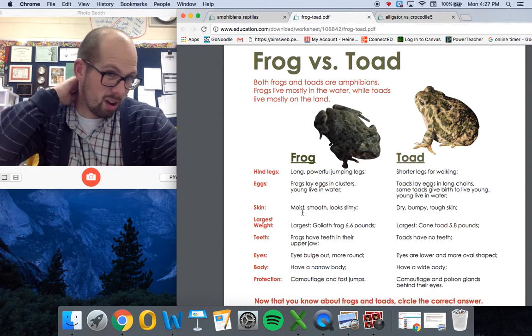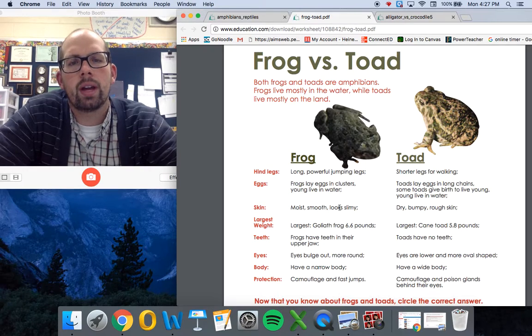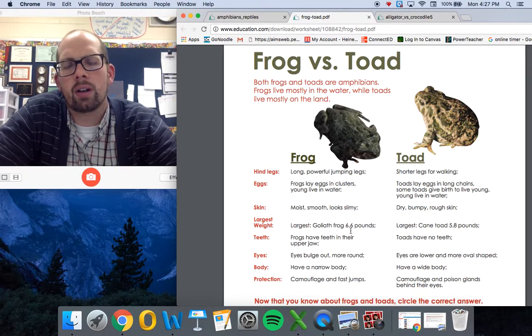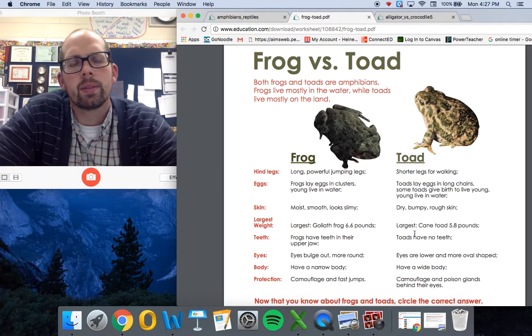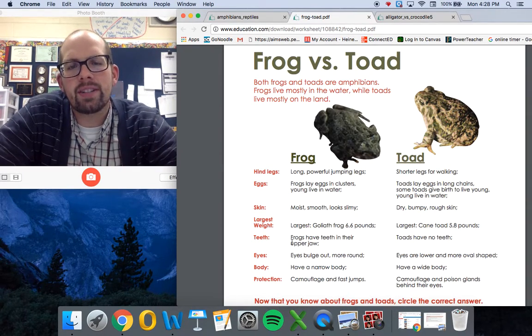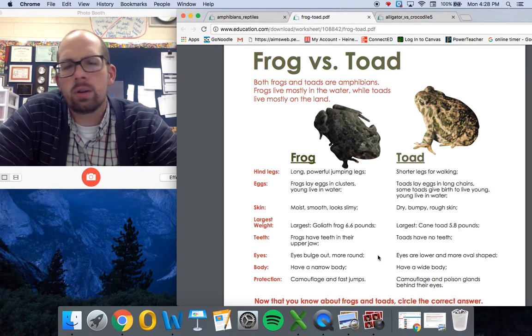The skin of a frog is moist, smooth, and it looks slimy. For a toad, the skin is dry, bumpy, rough. The largest ones. The largest frog is the Goliath frog, 6.6 pounds. And the largest toad is the cane toad, 5.8 pounds. Teeth. Frogs have teeth in their upper jaw. Toads have no teeth.